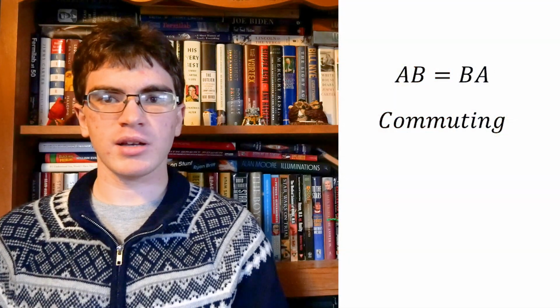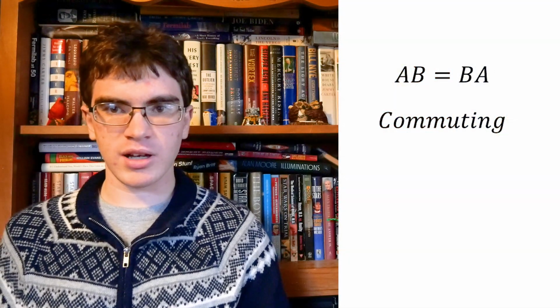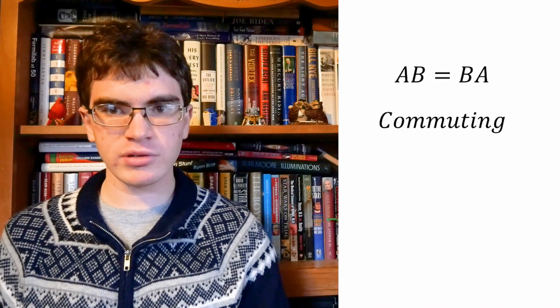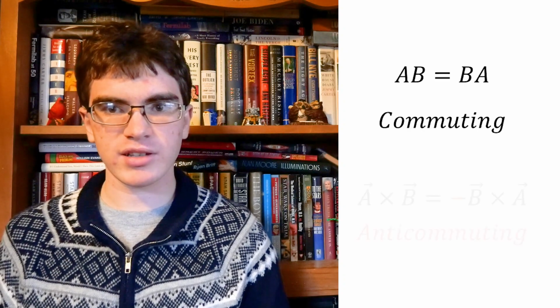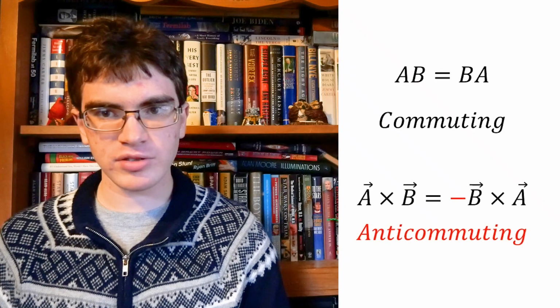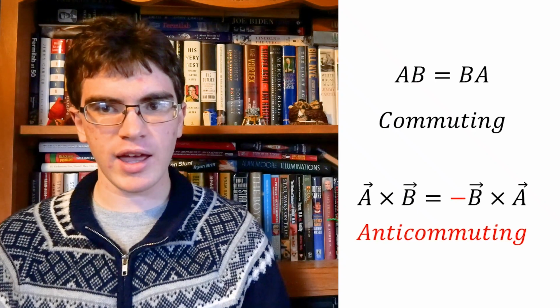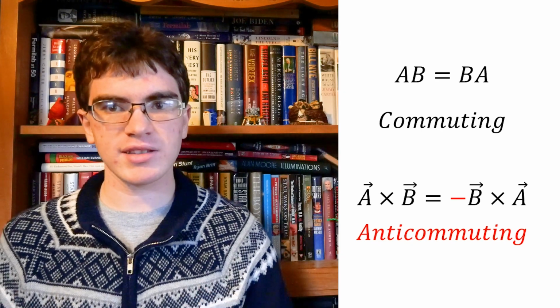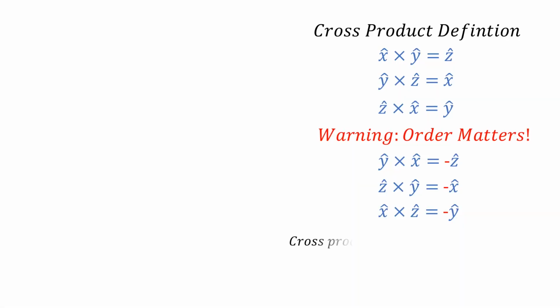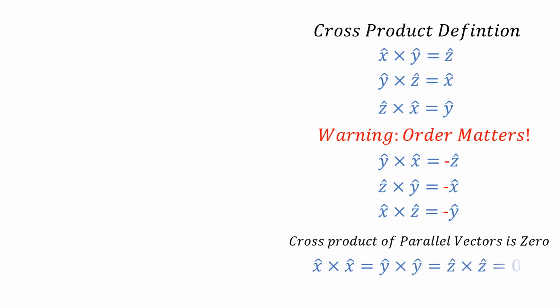For most of your math education, you are used to numbers commuting, as in A multiplied by B equals B multiplied by A. However, this is not true when it comes to vectors and cross products. Vector A cross with vector B equals the negative of vector B cross with vector A. This is referred to as anti-commuting. The cross product between a unit vector with itself is 0. X hat cross x hat is 0, y hat cross y hat is 0, and z hat cross z hat equals 0.